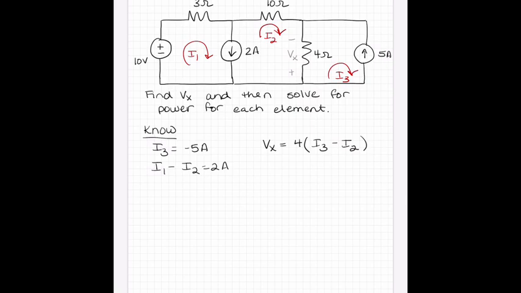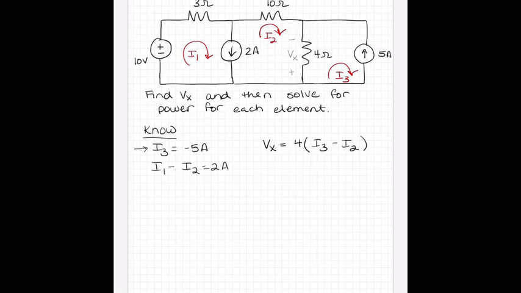Now, because we have this current source shared between 2 meshes, we are going to have to write both mesh 1 and mesh 2. Okay, we don't have to write a mesh 3 equation because we know what the mesh current is. It's that I3 is equal to -5. But we don't have an equation that tells us what I2 is equal to, only this relationship. So we're going to have to write both mesh 1 and mesh 2 equations.